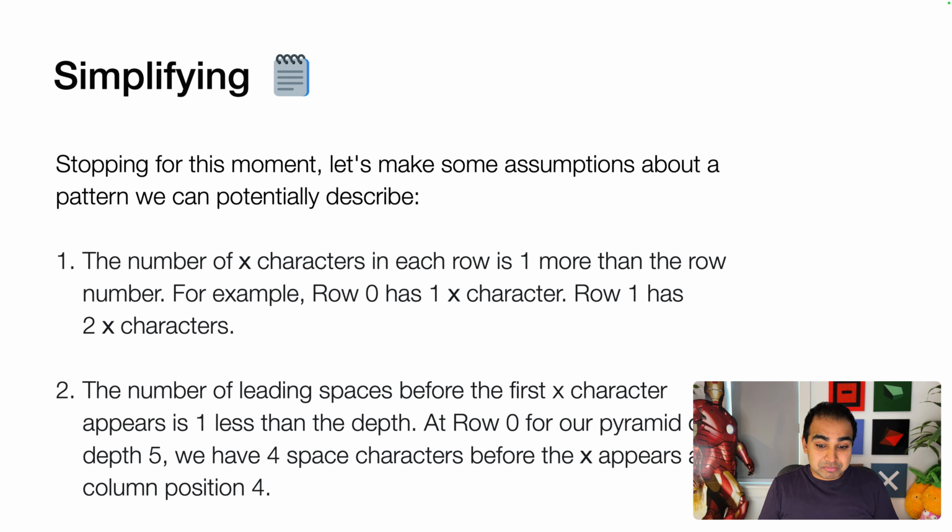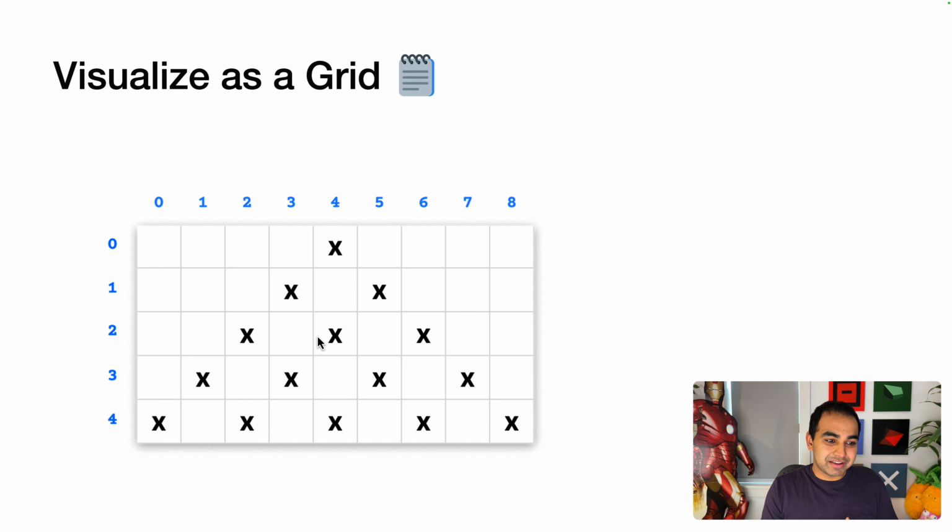At row 0 for a pyramid of depth 5, we have 4 space characters before the first X appears at column position 4. And similarly, we saw at row 1 for a pyramid of depth 5, we have 3 space characters before our first X appears. And there are 2 of them because we are on row 1.